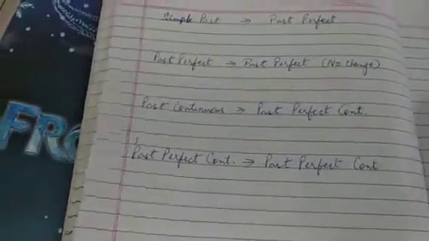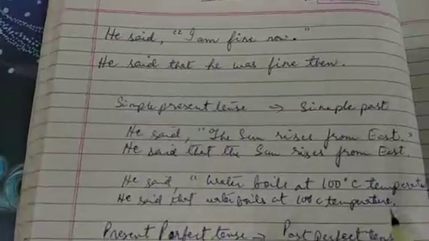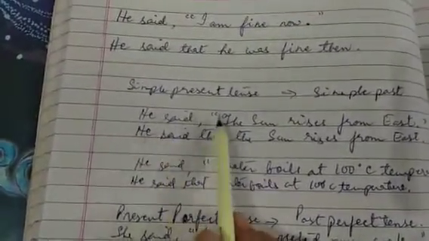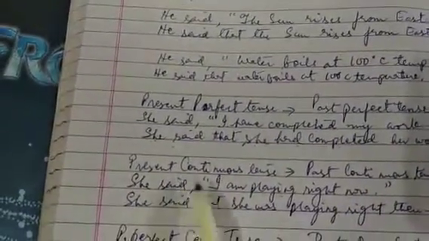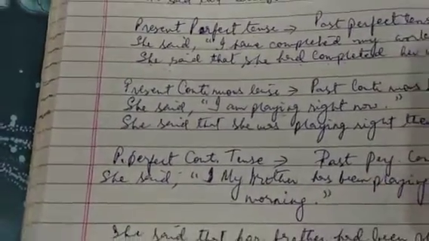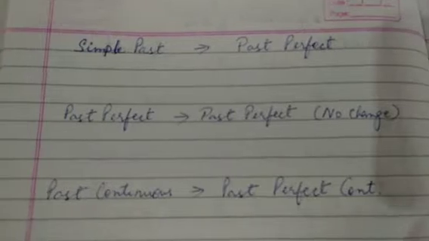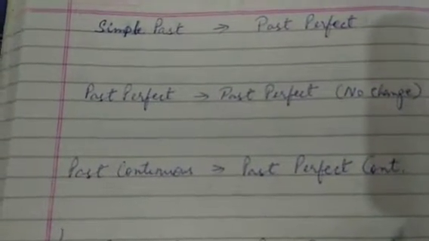You all must be remembering we learned the change in tenses, how the present tenses change into similar kinds of past tenses, that is simple present changes into simple past, present perfect changes into past perfect, present continuous changes into past continuous, and present perfect continuous changes into past perfect continuous. This was discussed in the previous video. Now let us see the other tenses. How do the past tenses change and what about the future tenses? So let us discuss that.